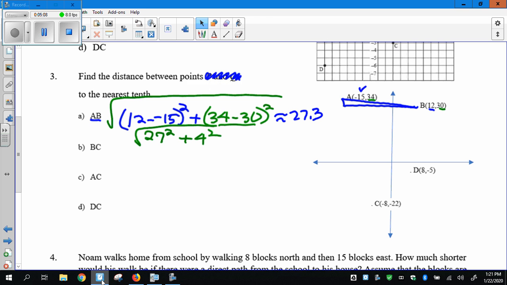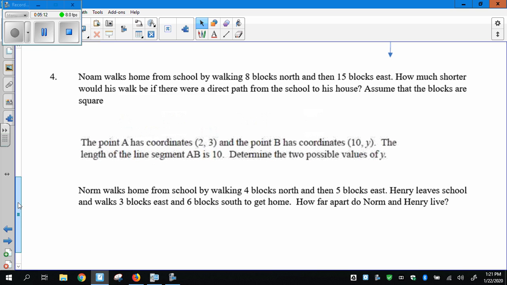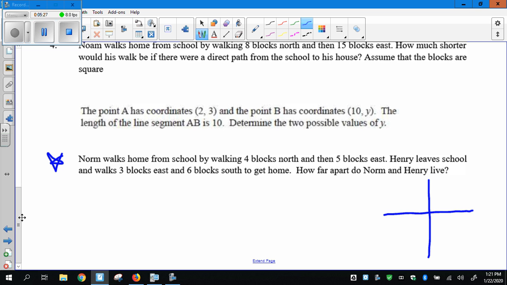All right? And then the last problems, we could actually use a distance formula for these problems. We just have to think of what it's saying as coordinates. I'll do this one with you. It says Norm walks home from school by walking 4 blocks north. I'm just going to set this up. North would be this way on a coordinate grid. And then 5 blocks east.